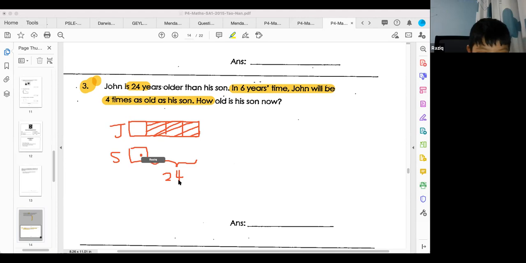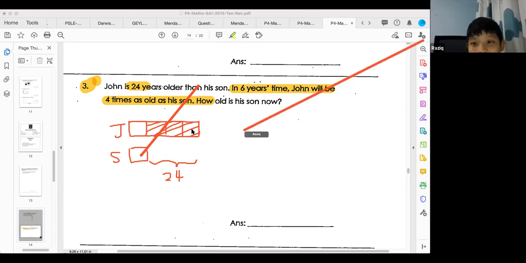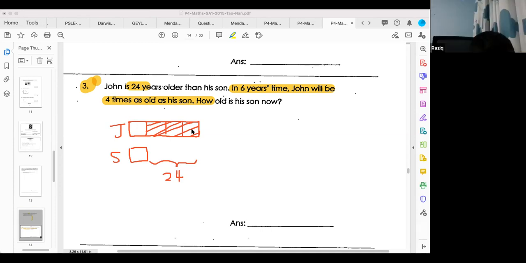Six. Okay, good. Well done. But remember, this is not 6. This one, 1, 2, 3 is 24. I know it's not 6, but my guess is 6. No, you take 24 divided by 4. Down here, I even drew 3 units for you. That's what you told me.